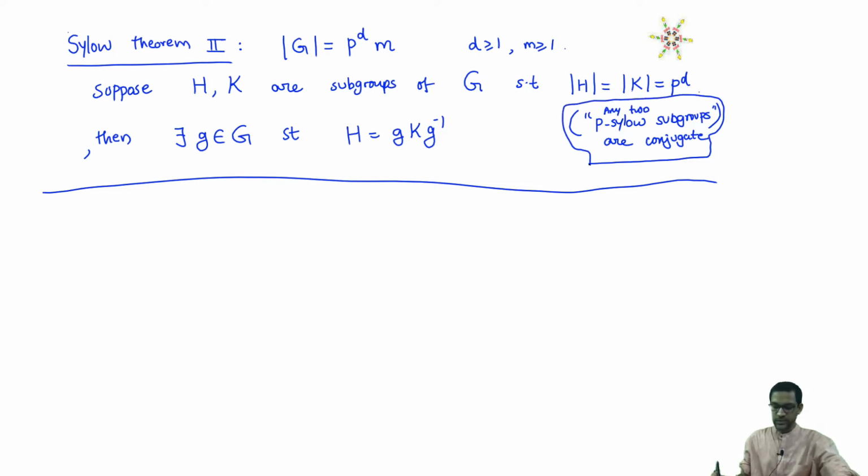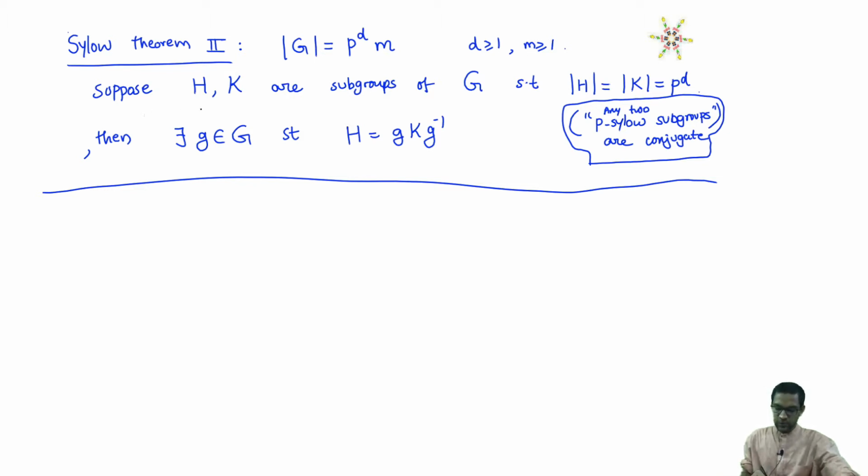More precisely, if p divides the cardinality of a finite group G, in other words, we write the cardinality of G as p power d times m. So d is some number 1 or more, and m can be again similarly 1 or more.